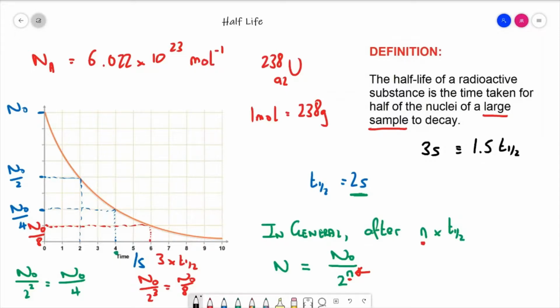So we can calculate the number remaining. It will be N0 over 2 to the power of 1.5. And what that tells us is that the decimal that's left will be about 0.35 times the initial value. So if we come up from 3 half-lives and across, this should be around about 0.35. Because the scale works in eighths, this line here will actually be 0.375, and therefore we can see 0.35 is just below that value.